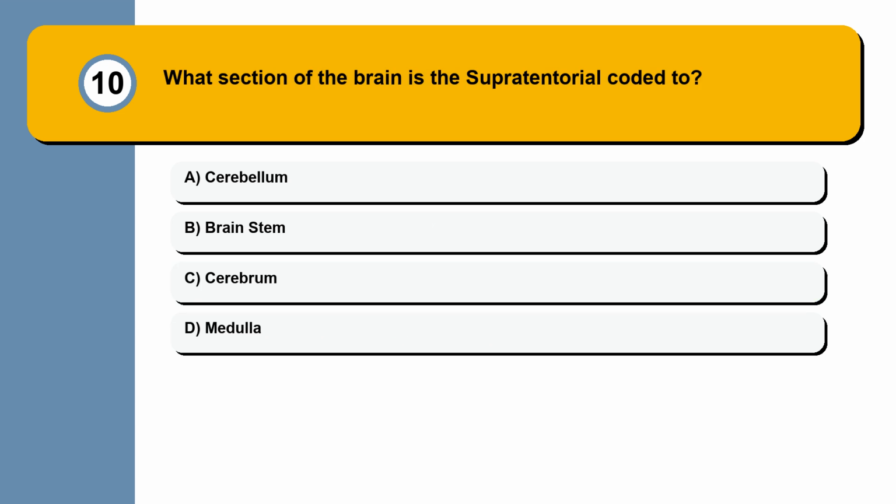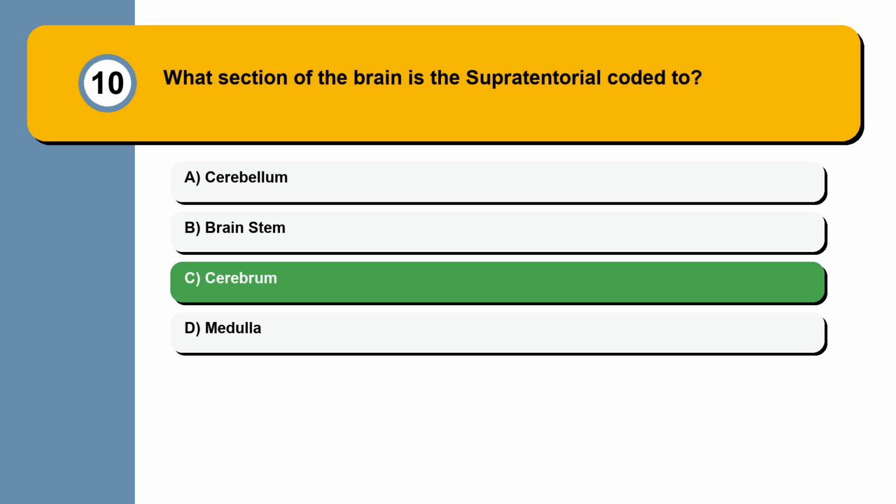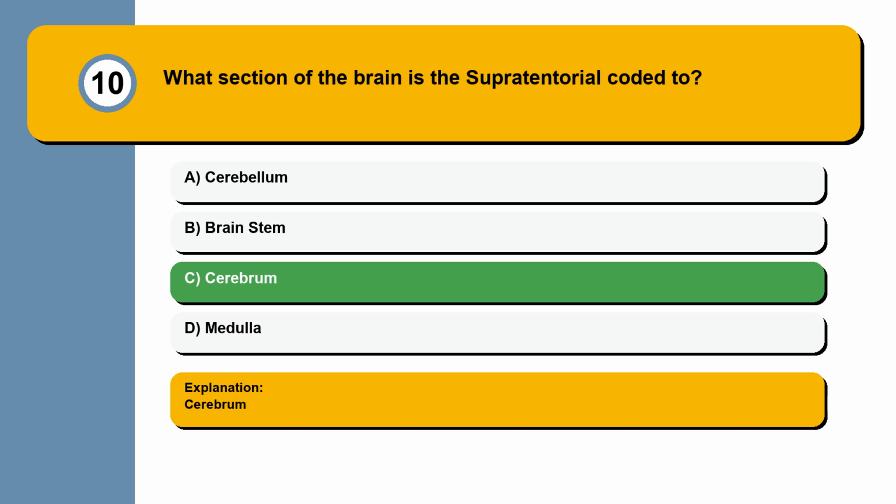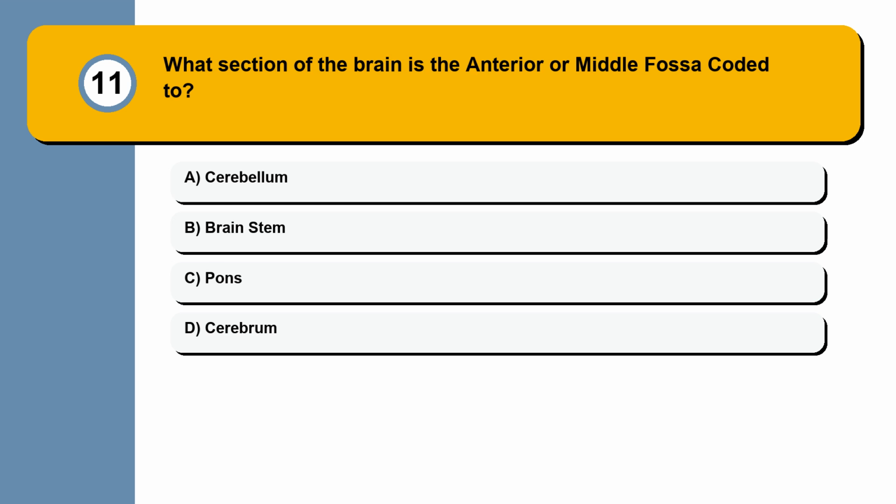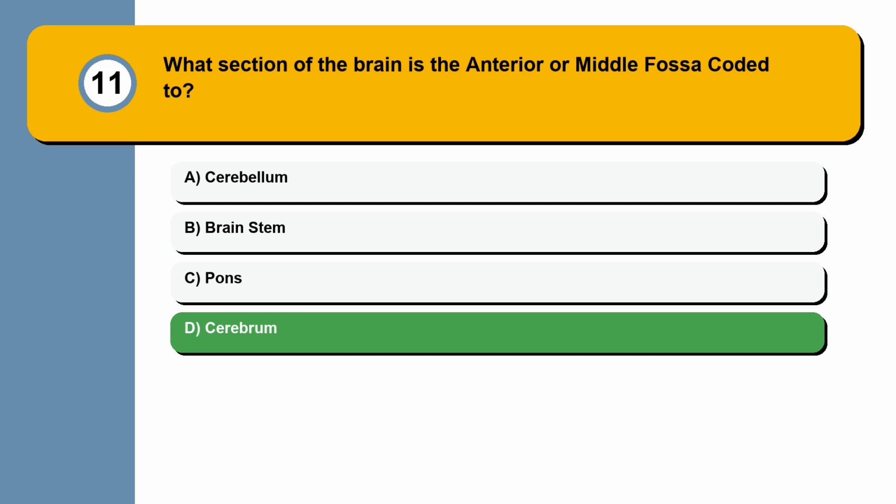Question 10. What section of the brain is the supratentorial coded to? Cerebellum, brain stem, cerebrum, medulla. Cerebrum. Question 11. What section of the brain is the anterior or middle fossa coded to? Cerebellum, brain stem, pons, cerebrum. Cerebrum.